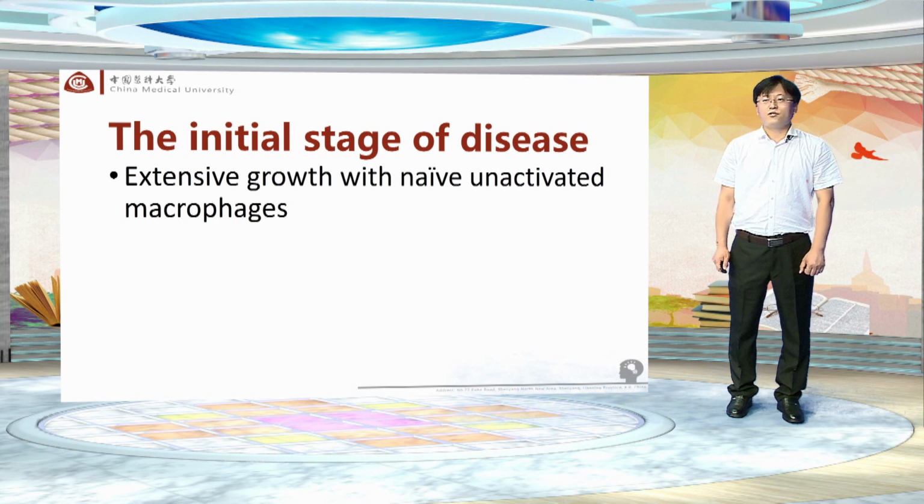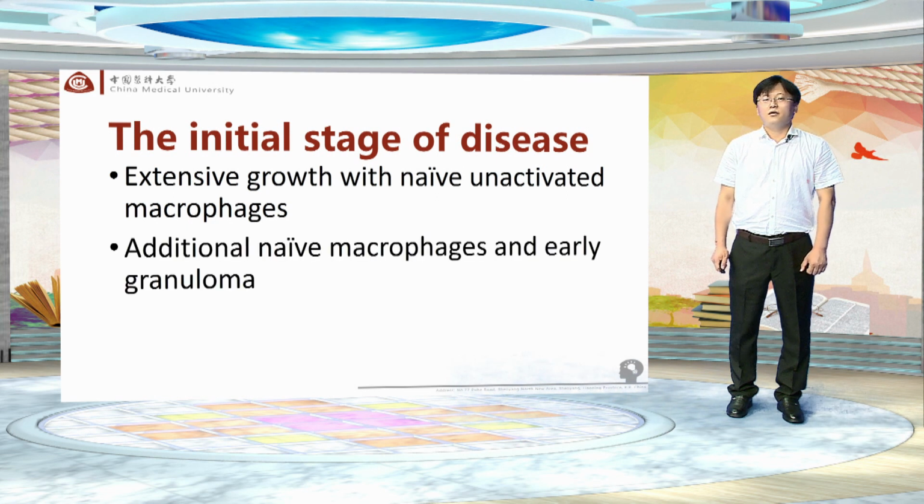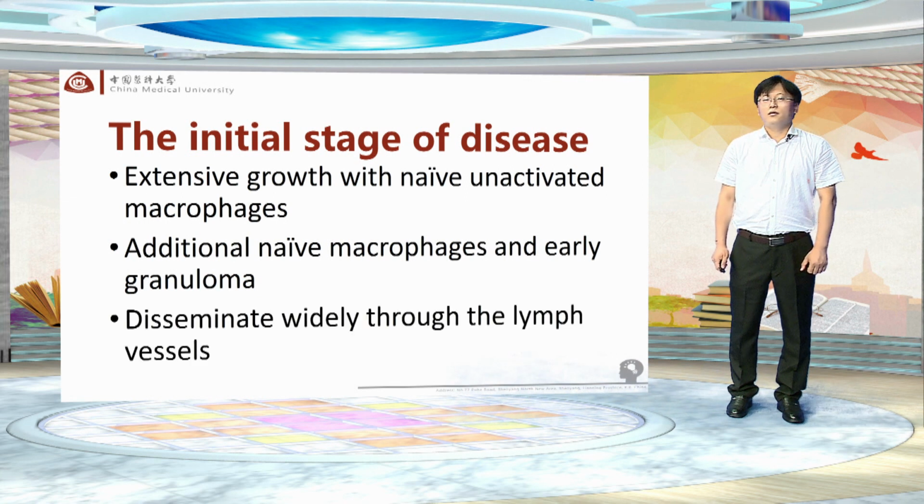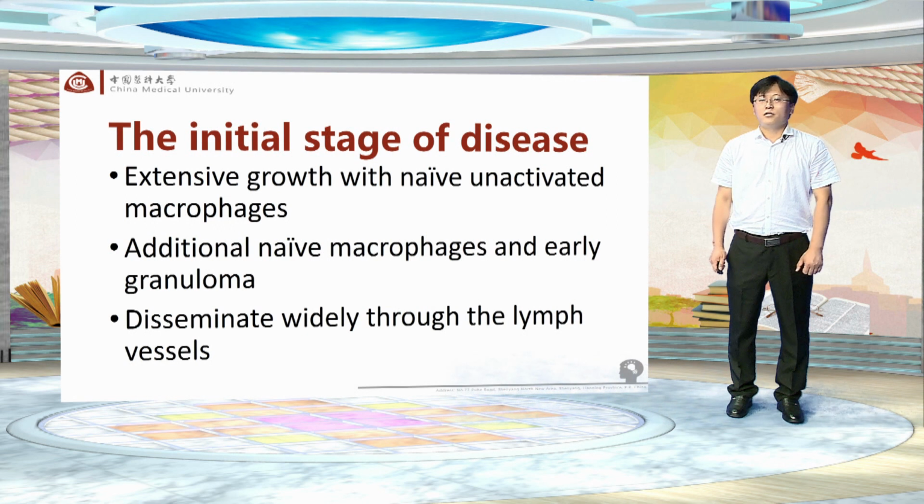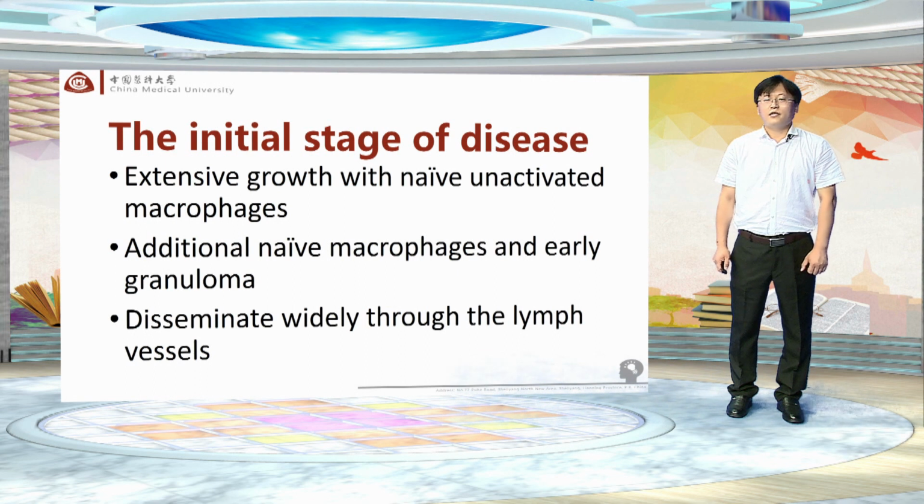At the initial stage of the disease, we can see extensive growth of Mycobacterium tuberculosis in naive and activated macrophages. The lesion can attract additional naive macrophages and form an early granuloma. Without immunity to these pathogens, disease can disseminate widely through the lymph vessels.